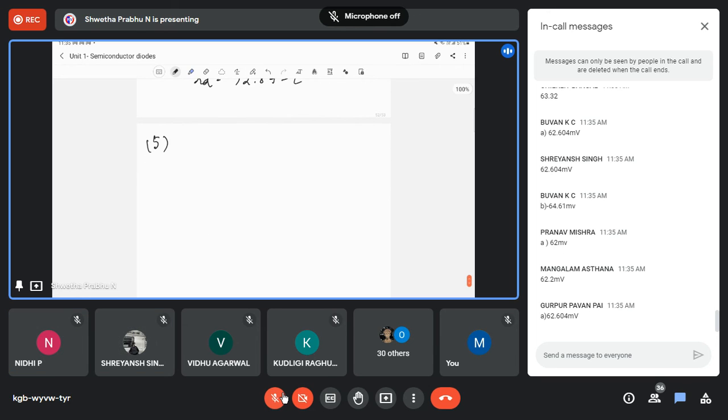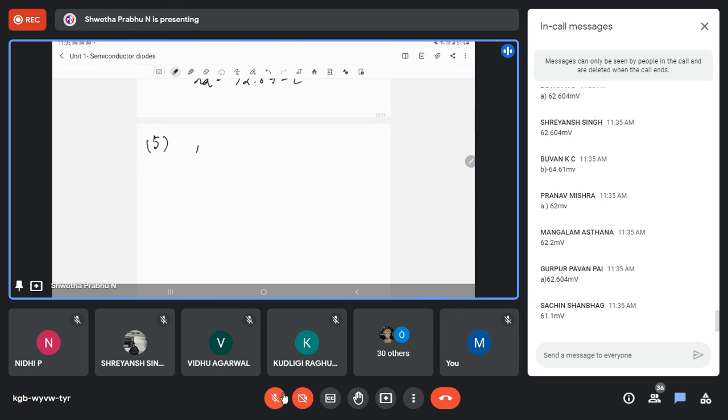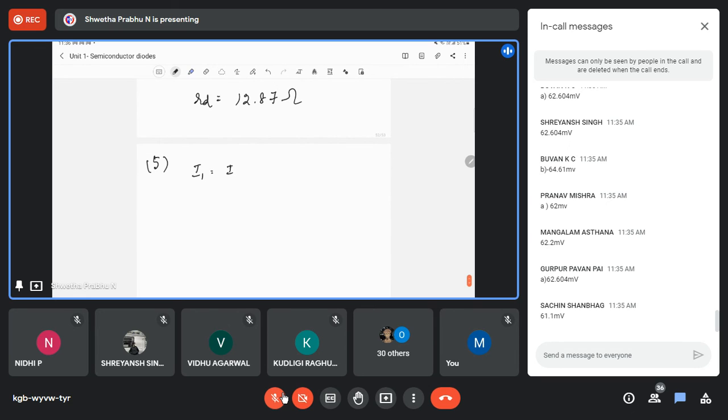Okay, fifth question. Listen here. They're asking you to calculate the change in the voltage drop with respect to 20 milliamperes as well as 150 microamperes. The diode current for 20 milliamperes, I'll take as I1, and for 150 microamperes, I'll take as I2. You need not calculate Is separately and then solve the change in the voltage. In one shot only you can solve.